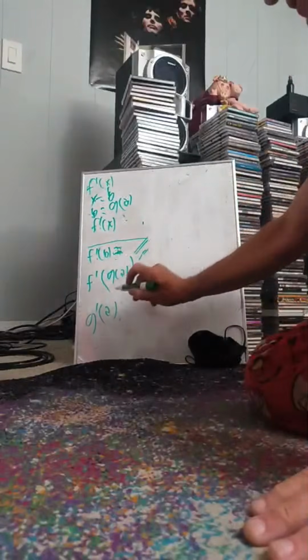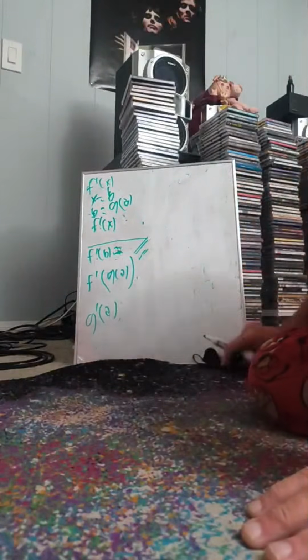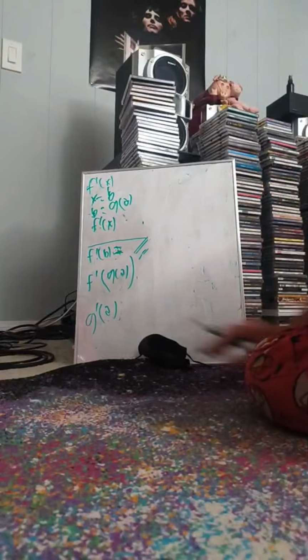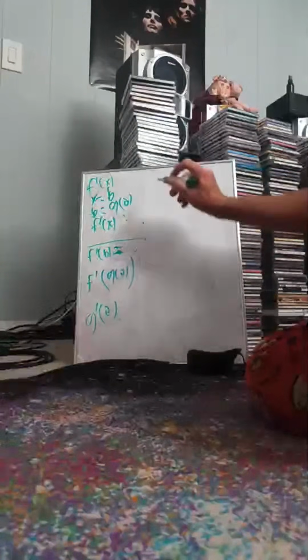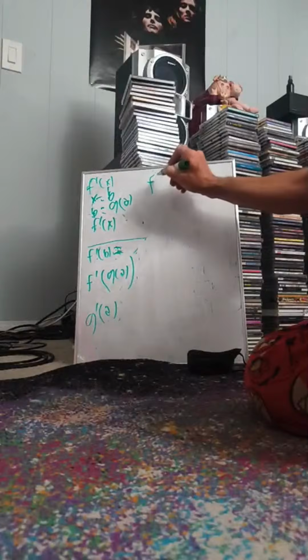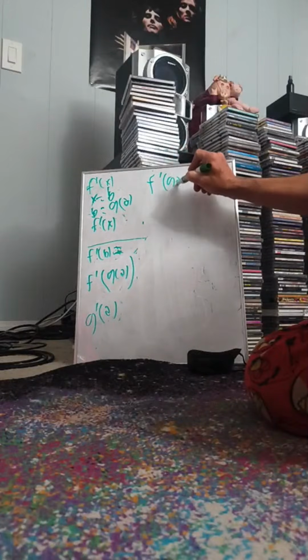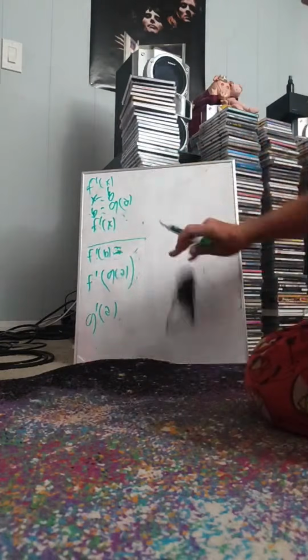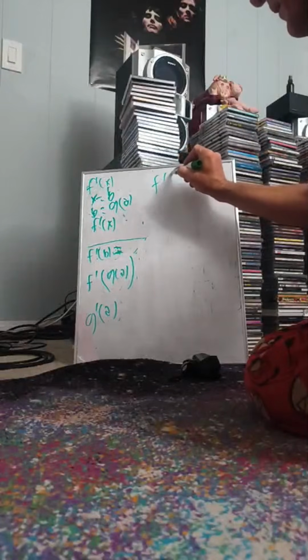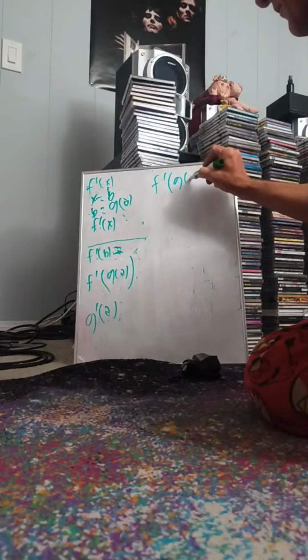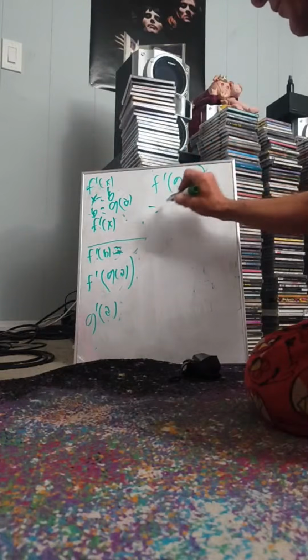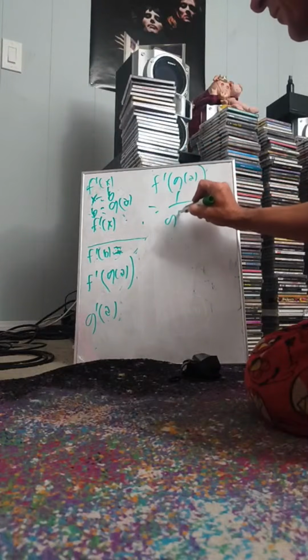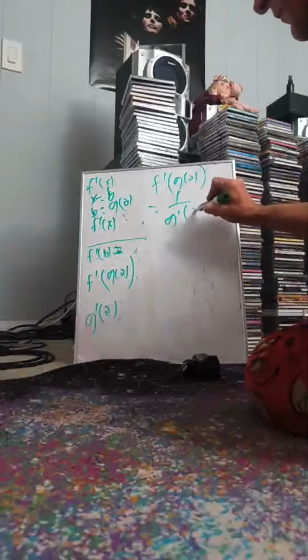So these are inverted. F prime of g of a is inverted from this. All right. That means that f prime of g of a equals 1 over g prime of a.